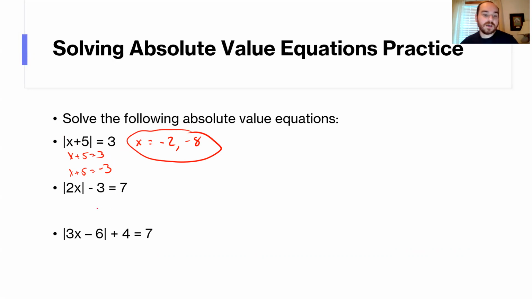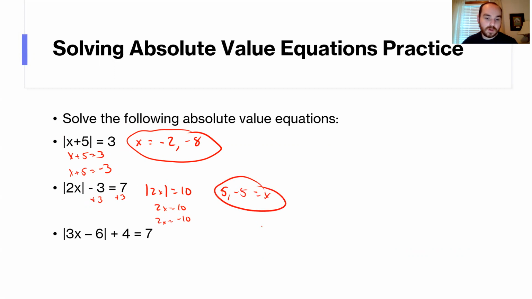That one's pretty easy. This time, we have the absolute value of 2x minus 3 equals 7. So we're going to add 3 to both sides first. Then we have the absolute value of 2x equals 10. To do this, we just do 2x equals 10, 2x equals negative 10, and that gives us x equals 5 and negative 5. So that one also shouldn't be too terribly difficult.